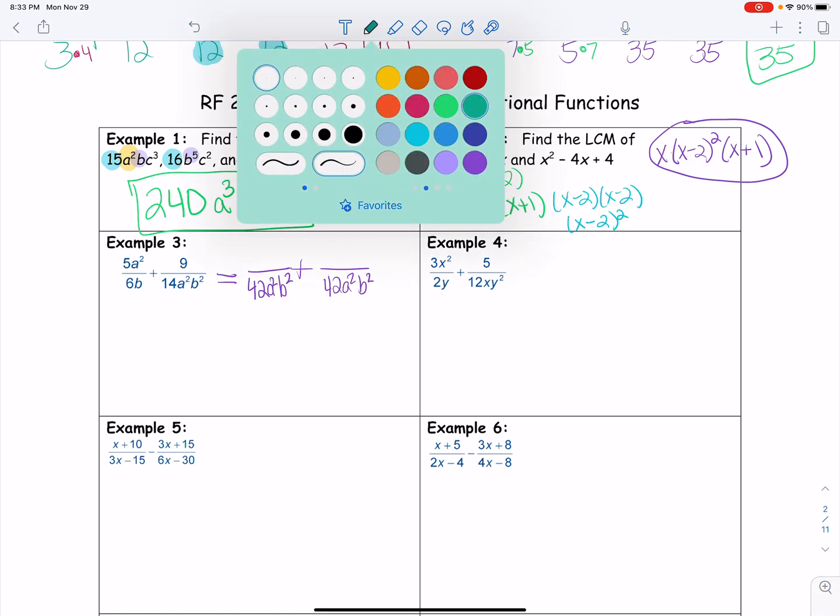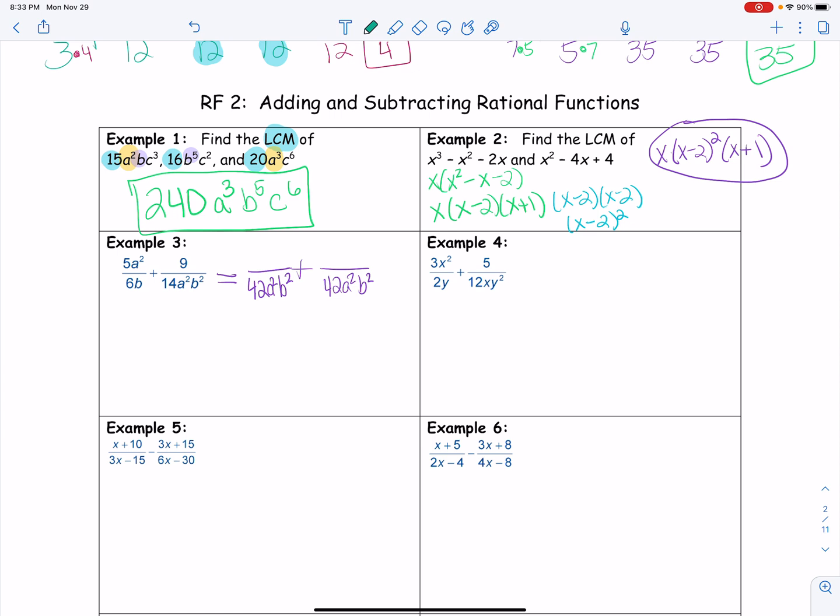So now I'm going to look at each fraction. I need a 7 to make the 42. I need an a squared and I need a b. So I'm going to multiply by 7a squared b. So that's going to be 35a to the 4th b. And now if I look at the other, I have the a squared b squared, but I need a 14 to become a 42, so I'm going to multiply by 3. Okay, so now I add like terms like you did in junior high. So 35a to the 4th b plus 27 over 42a squared b squared.